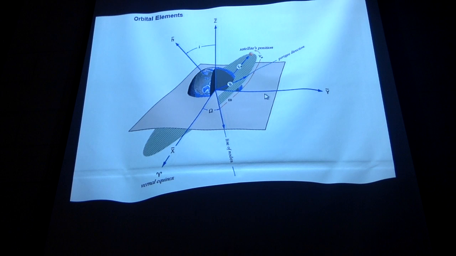If this is your equatorial plane, okay? This cannot be your orbital plane. So the line of nodes always includes the focus as one of its points. Can this be an orbit? No. It cannot be an orbit. You get it?